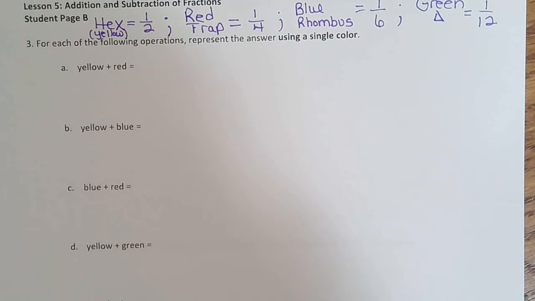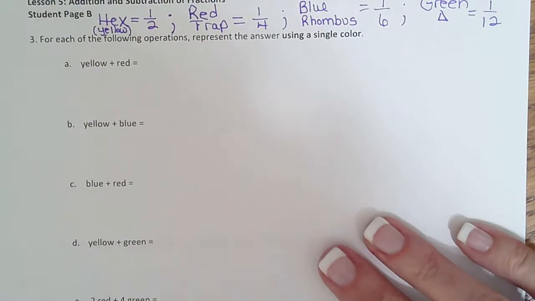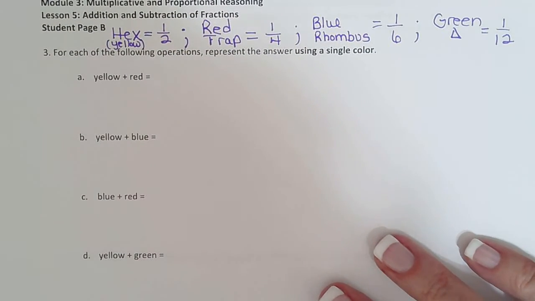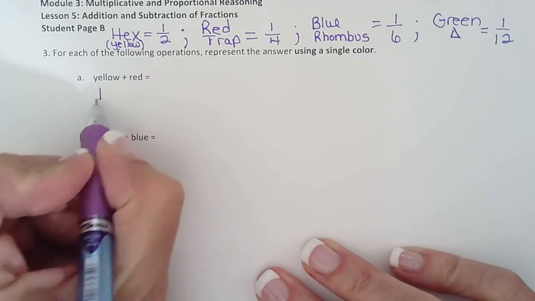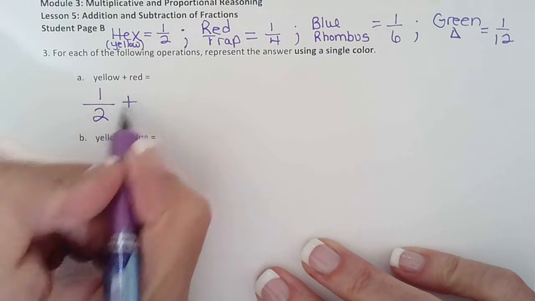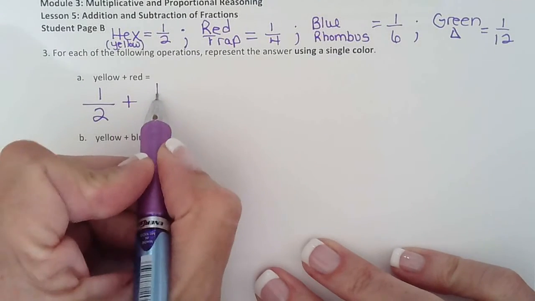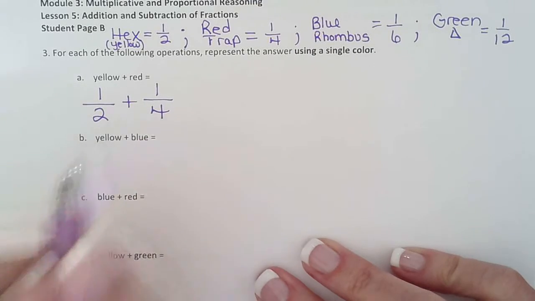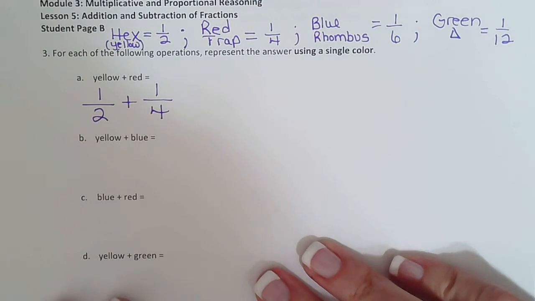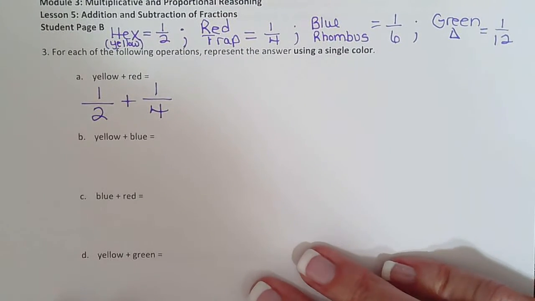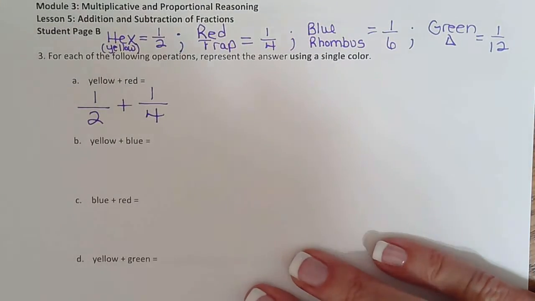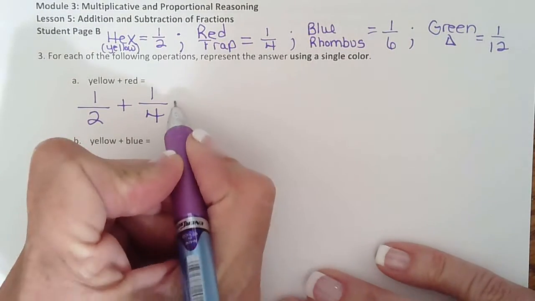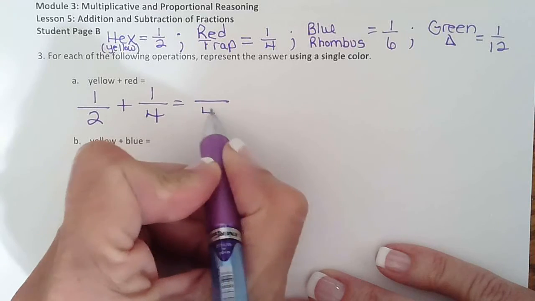So we're going to use those numbers to make addition and subtraction problems. So let me get the page squared away here. So yellow plus red. Yellow is 1/2 plus red is 1/4. So what would the common denominator be? 4 could be 1. 8 could be 1. So if you said either one of those, that's correct. I'm going to pick the smallest one, 4.